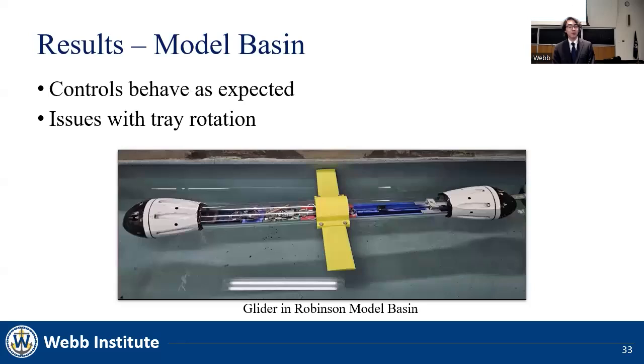For our testing in Webb's Robinson model basin, both the control software and the single button testing logic behaved as expected. The controls successfully actuated the ballast motors and pitch motors at their design speeds. The issue was that the weight tray was unable to rotate during testing. Even when on the bench, everything was functioning as normal.